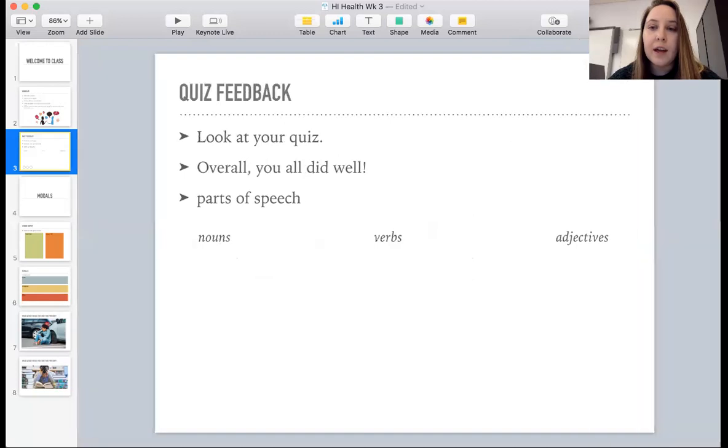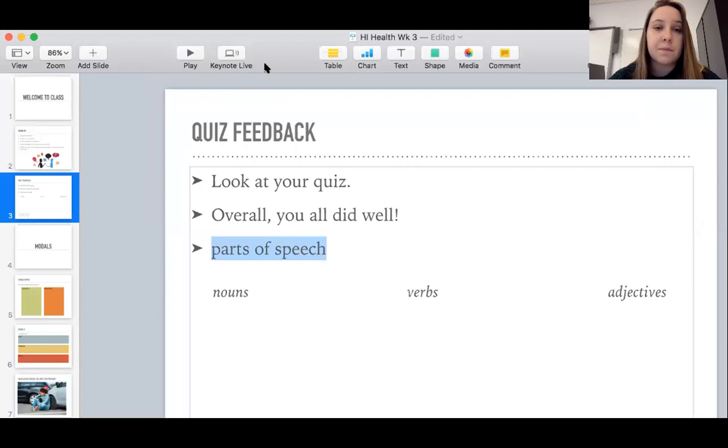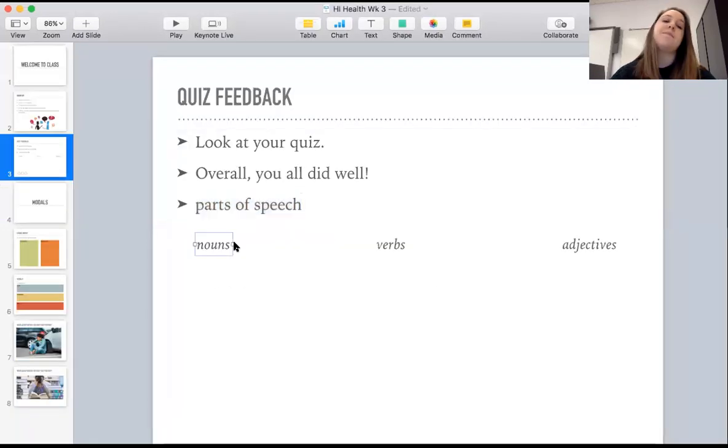The one thing that I want us to talk about are parts of speech. Now, we haven't done a lot of this in class, and this is something we're going to be practicing throughout the semester. So we'll look at our vocabulary words this week, and we'll also be looking at the vocabulary words in the future in terms of parts of speech. But the first thing I want to talk about with parts of speech is just what they are.